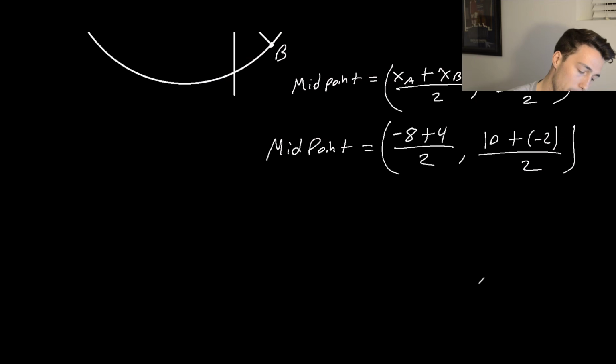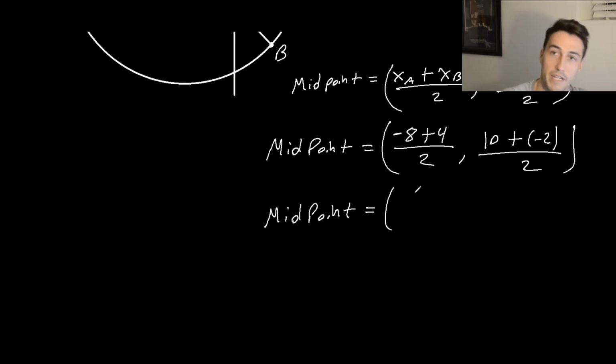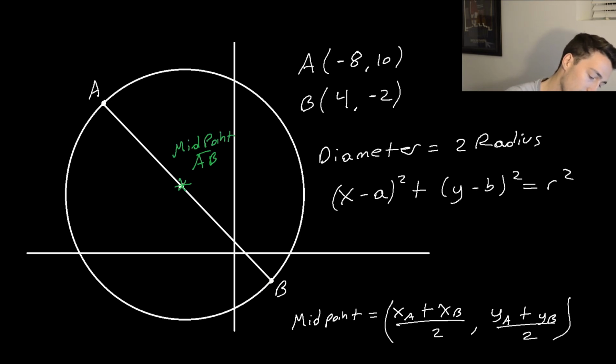So here we get our midpoint. Negative 8 plus 4 is going to be negative 4, divided by 2 is negative 2. And then 10 minus 2 is 8, divided by 2 is 4. So that is our midpoint right here, and that is the center of our circle. It is going to be negative 2, comma 4.